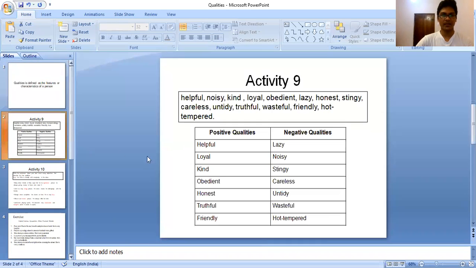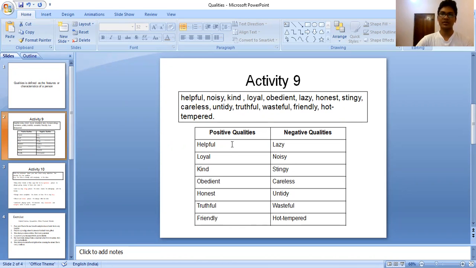Okay, so I already put them into the correct categories of qualities. Positive qualities: helpful, loyal, kind, obedient, honest, truthful, friendly. Negative qualities: lazy, noisy, stingy, careless, untidy, wasteful, hot-tempered.